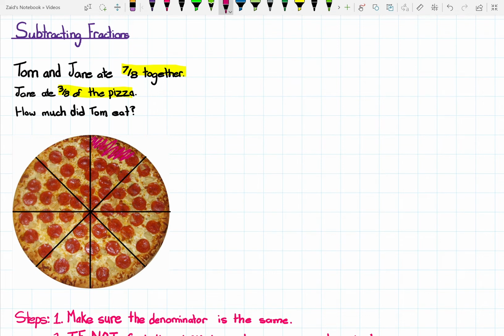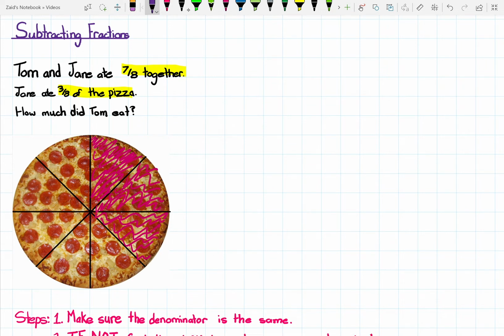So here's one slice, here's another slice, here's the third slice that they ate together. So this is how much basically Jane ate. Jane ate basically 3 out of these 8 slices. So I have to draw the remaining slices that Tom ate. So I'll just use a different color to show how much Tom ate.